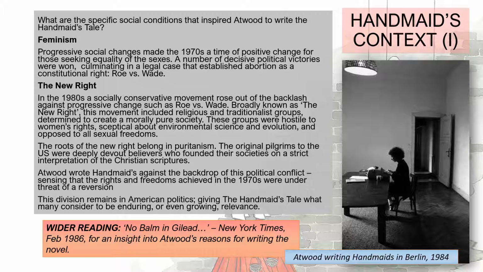There are lots of contemporary articles that you might read. A good one would be to read the No Balm in Gilead New York Times article. That's online. It features an extended interview with Atwood. It was at the time of publication, and it's a good piece of political writing, it helps to frame the political context in which Atwood is writing.